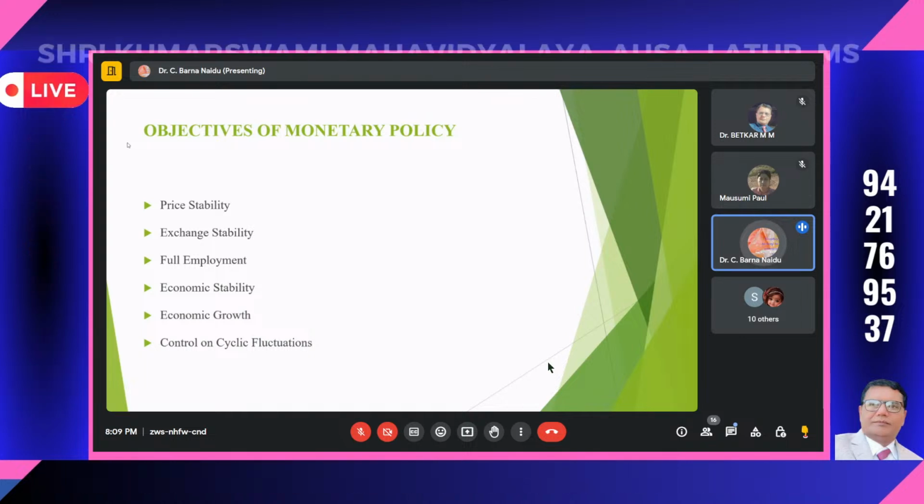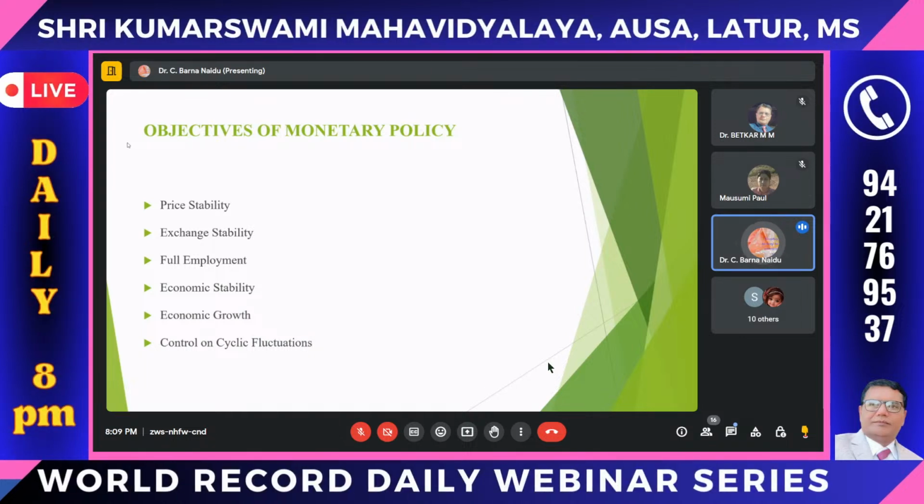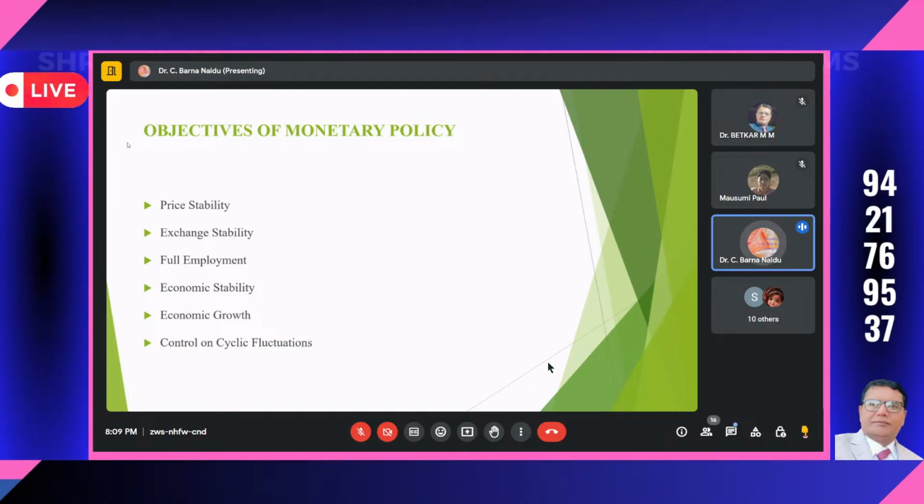Next is exchange stability. Major fluctuation in the rate of exchange encourages speculative activities. It disturbs the smooth flow of international trade. It results in the loss of confidence of foreign capitalists. Hence, protection of the gold reserve is an important task.